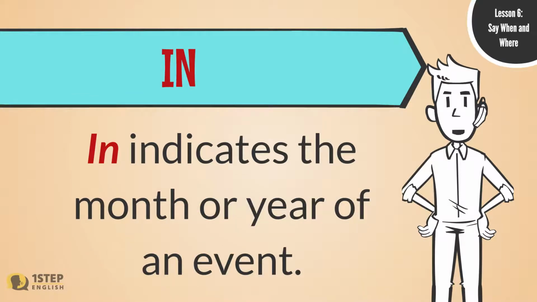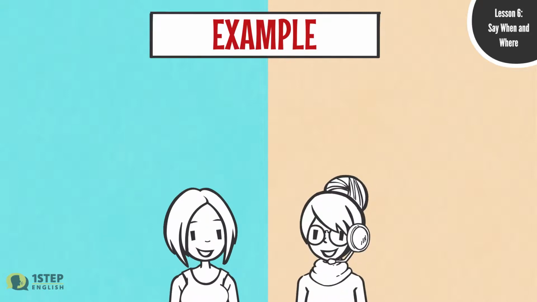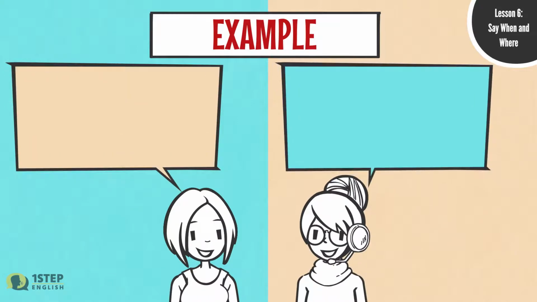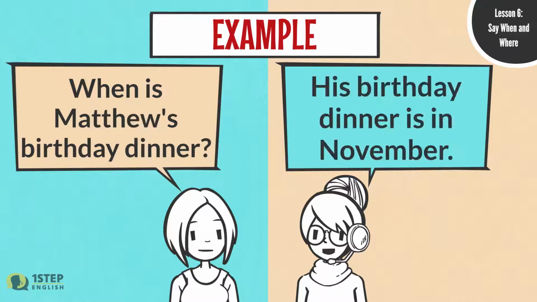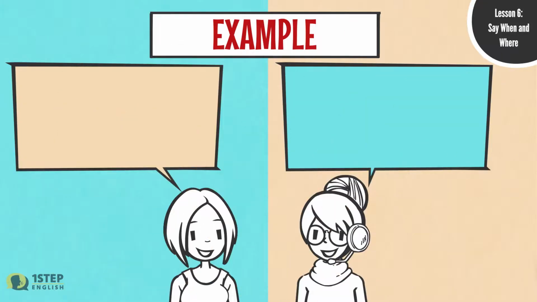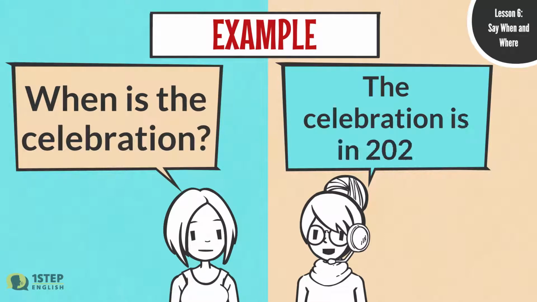In indicates the month or year of an event. For example, when is Matthew's birthday dinner? His birthday dinner is in November. In. His birthday dinner is in November. When is the celebration? The celebration is in 2020. In. The celebration is in 2020.